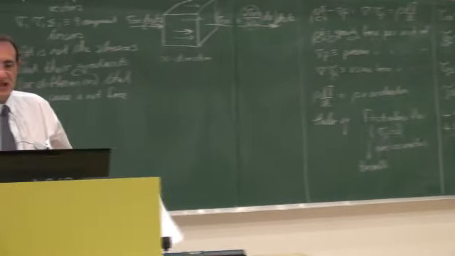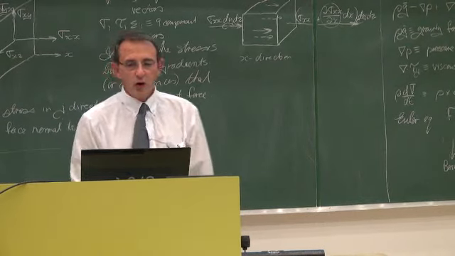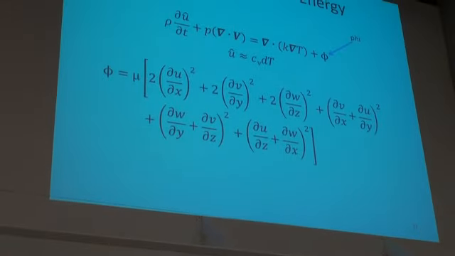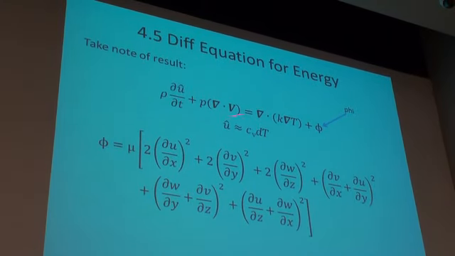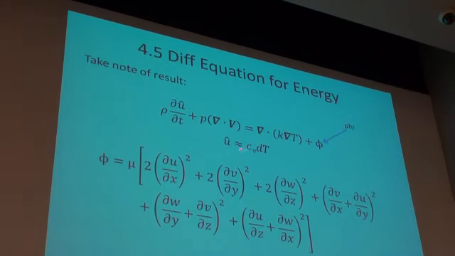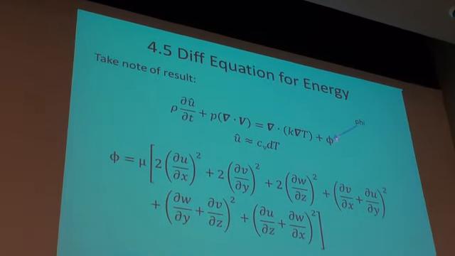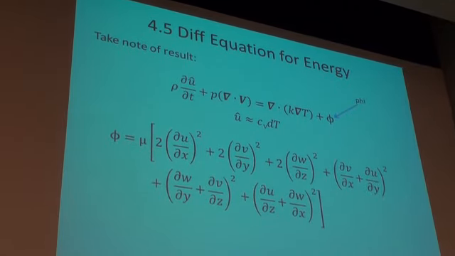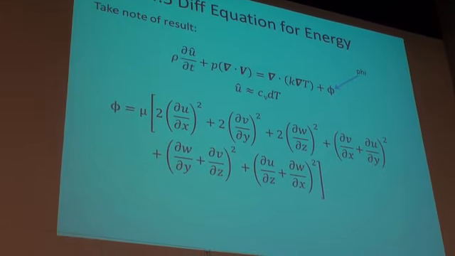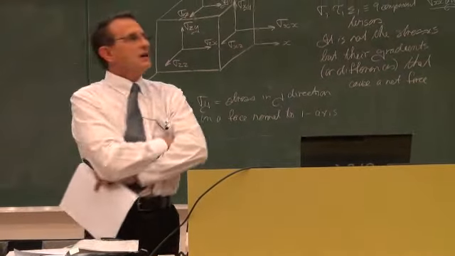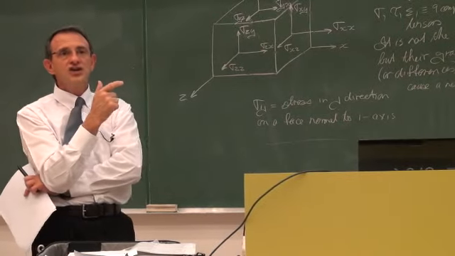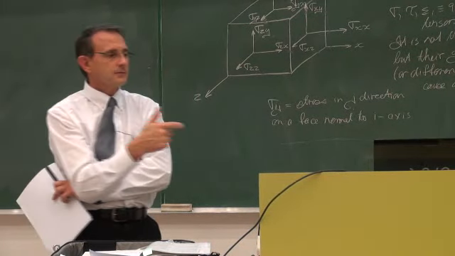Again, we go through a similar procedure, and this is the result of the energy equation. That is how it looks in a compact form. Rho d hat u/dt plus p multiplied by that is equal to that, where hat u is equal to cv dT, and that phi can be written like that. So that's the differential energy equation. When you want to solve a CFD problem where there's heat transfer or temperature gradients, then you need to also solve this equation together with all the other equations.